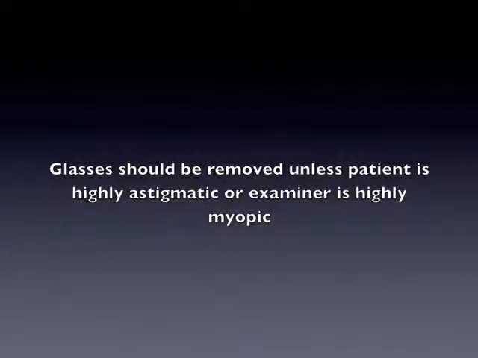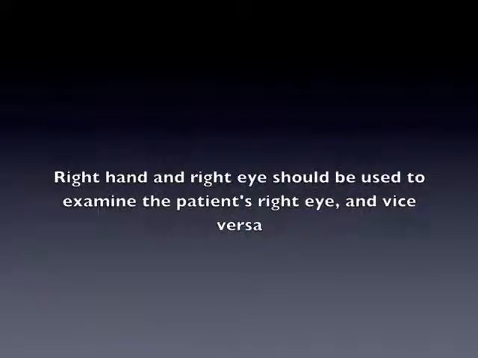The patient's glasses should be removed unless highly astigmatic, and the observer should remove glasses unless highly myopic. This allows the ophthalmoscope to be held as close as possible to the observer's eye. When examining the patient's right eye, the observer should hold the ophthalmoscope in his right hand, with the right forefinger controlling the dial, and vice versa for when examining the left eye.